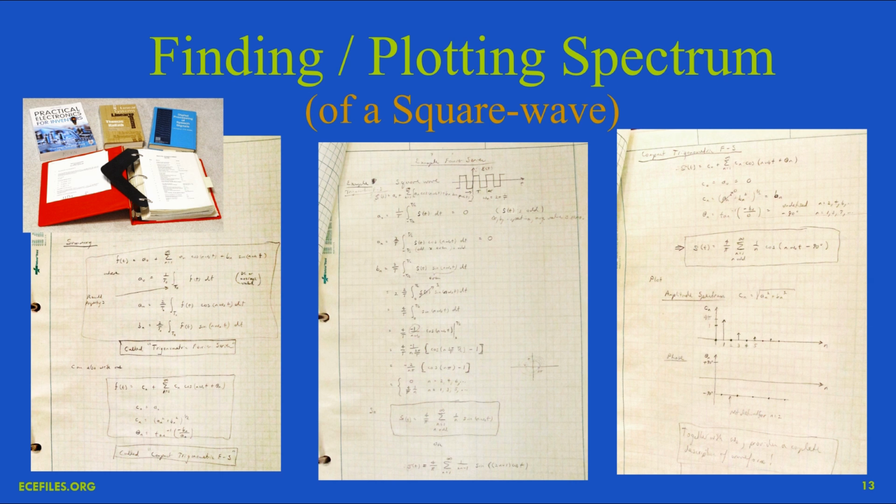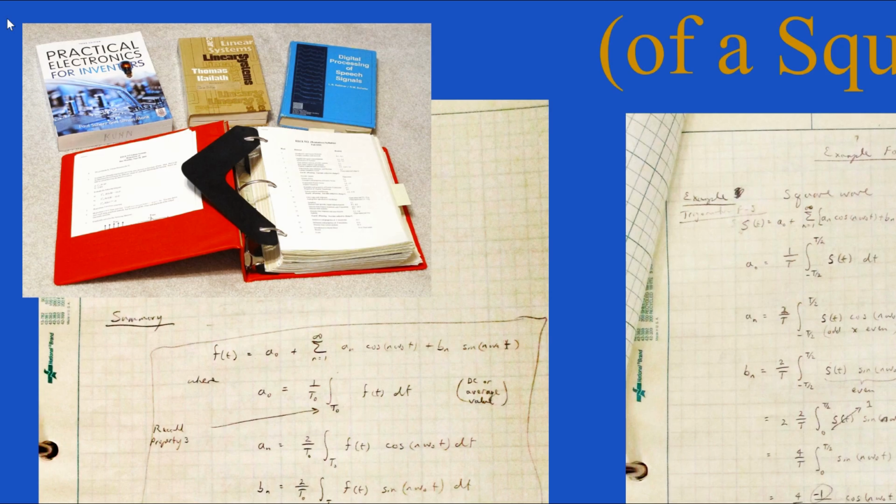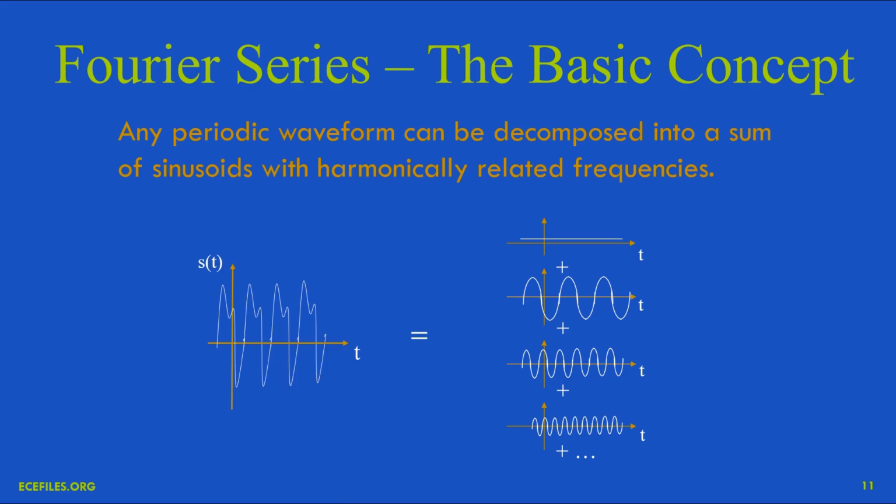But if you are familiar with that material, we have at least one slide where we'll go through it for the case of a square wave. But before we get to that, here is the basic concept of Fourier series. It's pretty straightforward. Fourier theory states that any periodic waveform, you remember those waveforms we were looking at a second ago are periodic, they repeat, can be decomposed in a sum of sine waves with what are called harmonically related frequencies.